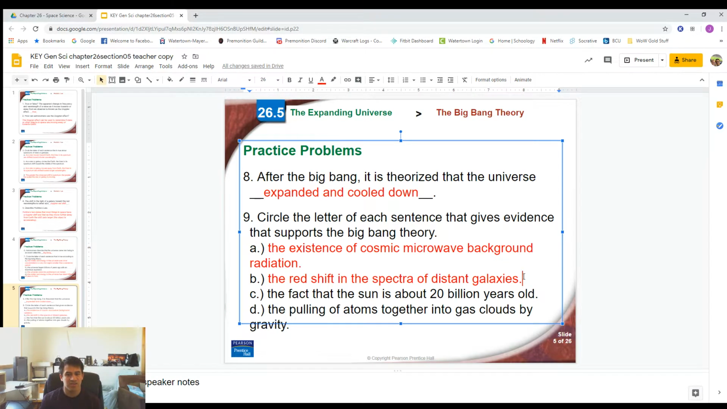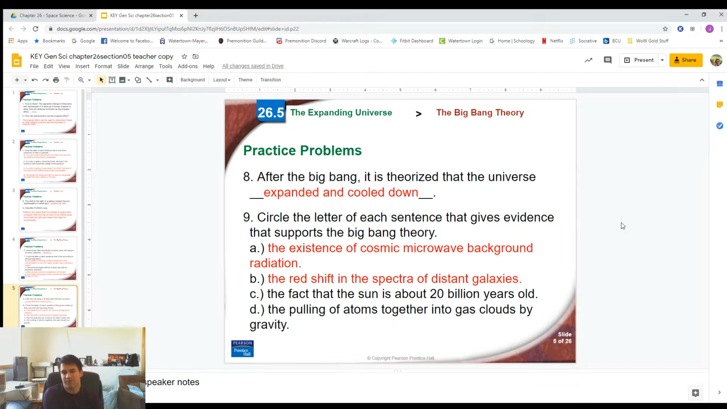Letter C, the fact that the sun is about 20 billion years old. One, that's not true. The sun isn't 20 billion years old. It's only about 5 billion years old. And even if it were 20 billion years old, that wouldn't really give any evidence to support the Big Bang Theory. And then lastly, letter D, the pulling of atoms together into gas clouds by gravity. Also doesn't really show any support for the Big Bang.